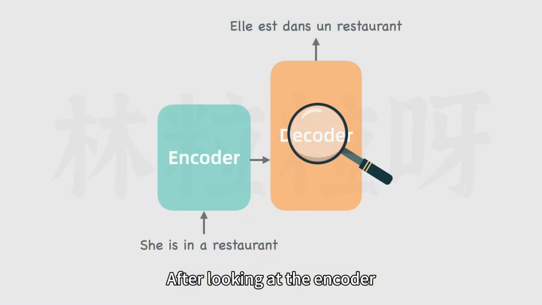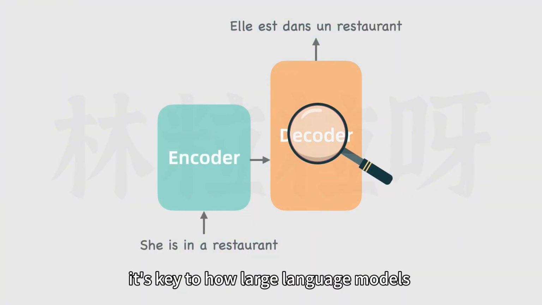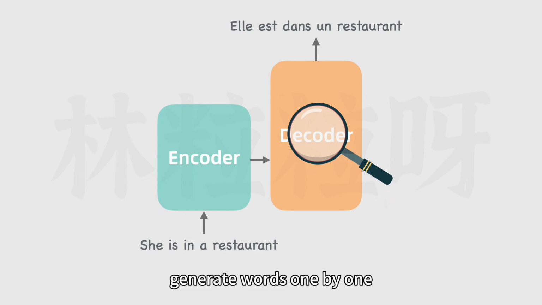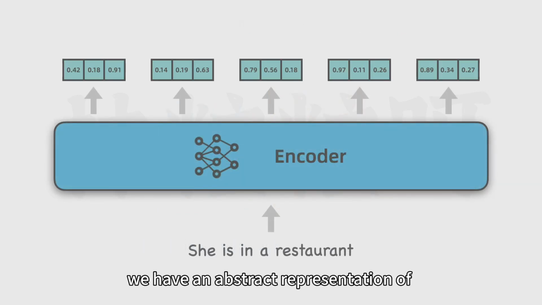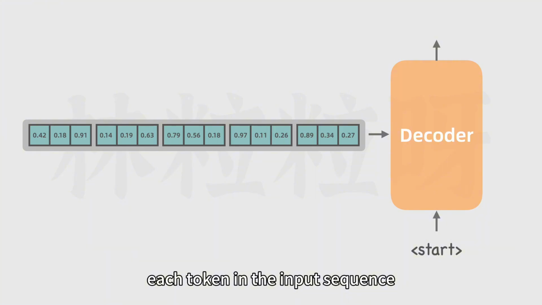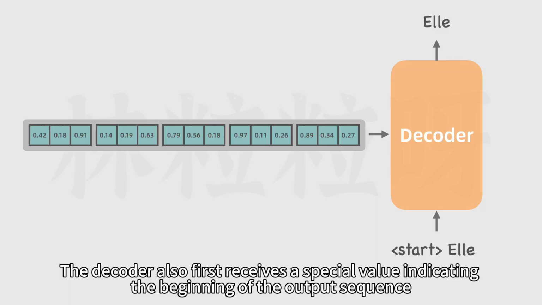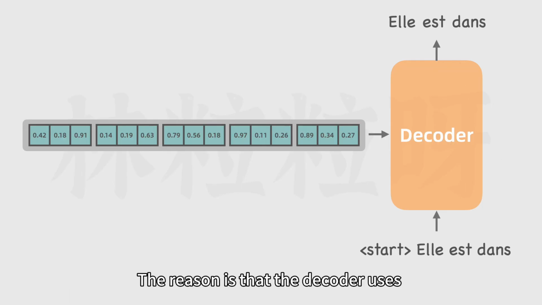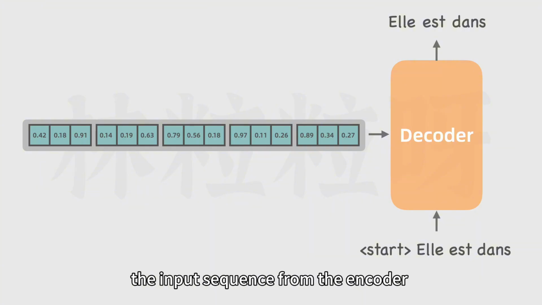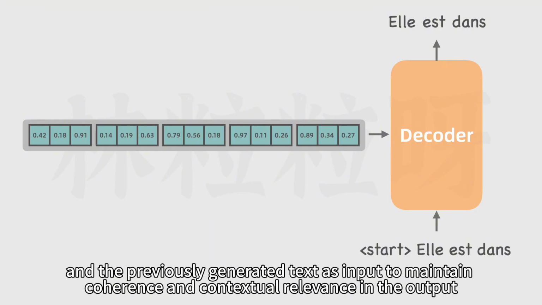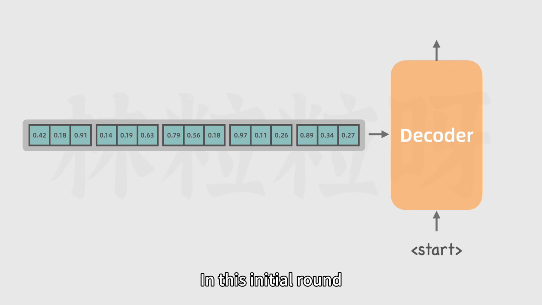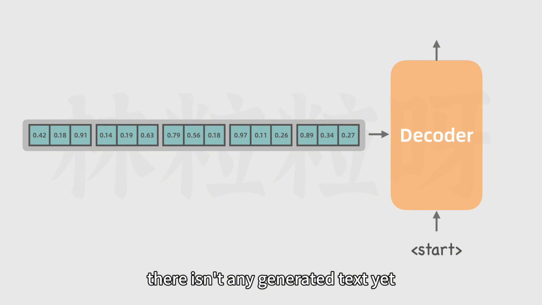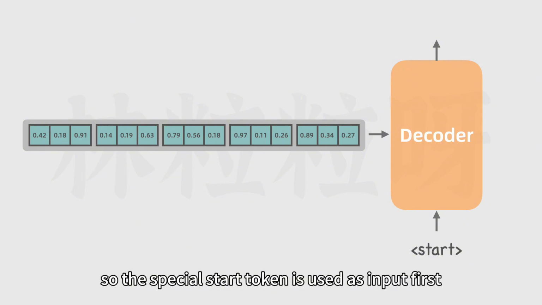After looking at the encoder, let's move to the decoder. It is key to how large language models generate words one by one. Through the previous encoder, we have an abstract representation of each token in the input sequence, which can be passed to the decoder. The decoder also first receives a special value indicating the beginning of the output sequence. The reason is that the decoder uses both the abstract representation of the input sequence from the encoder and the previously generated text as input to maintain coherence and contextual relevance in the output. In this initial round, there isn't any generated text yet, so the special start token is used as input first.